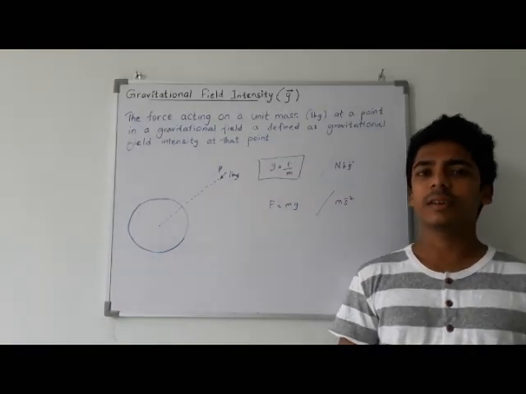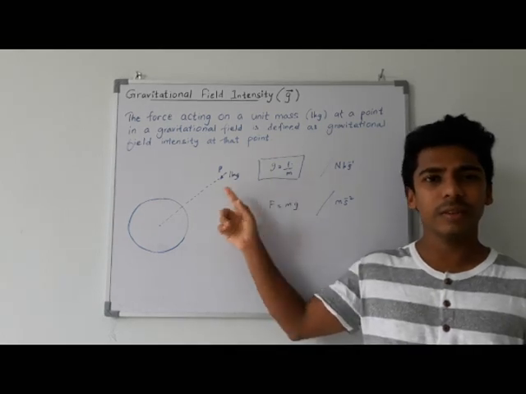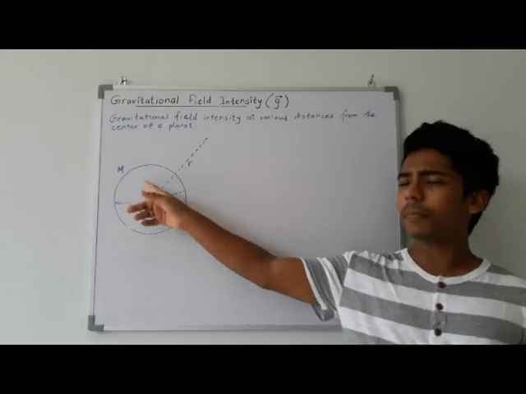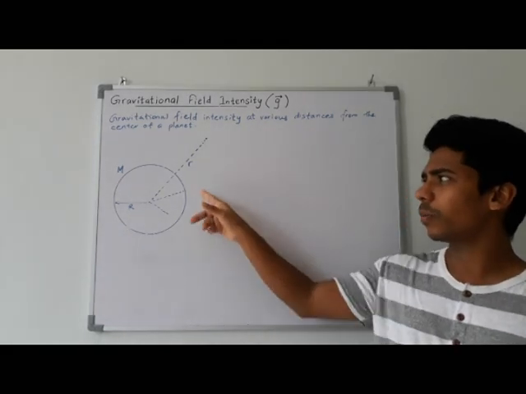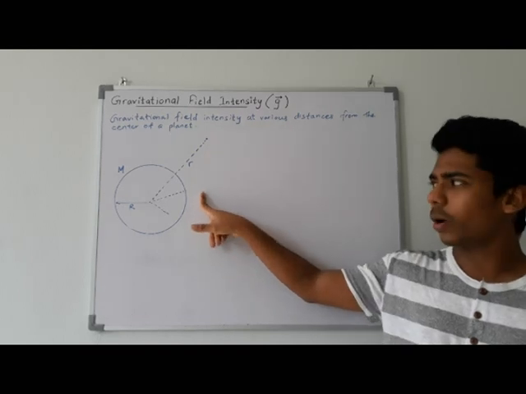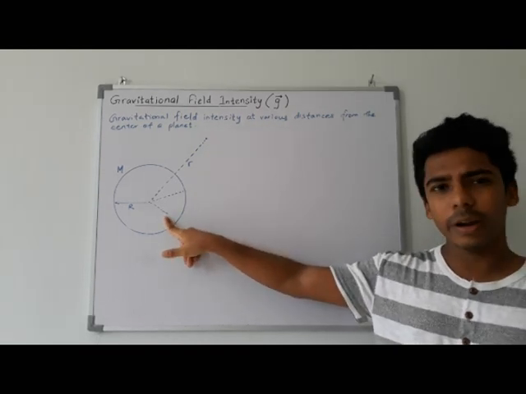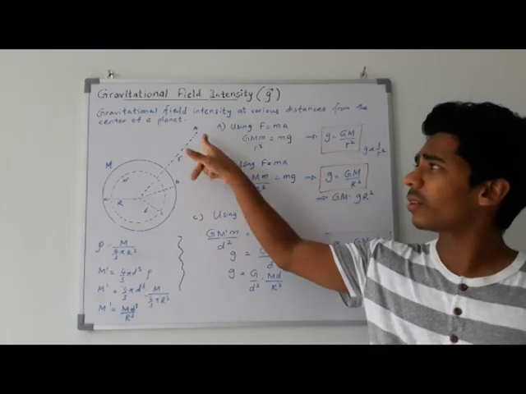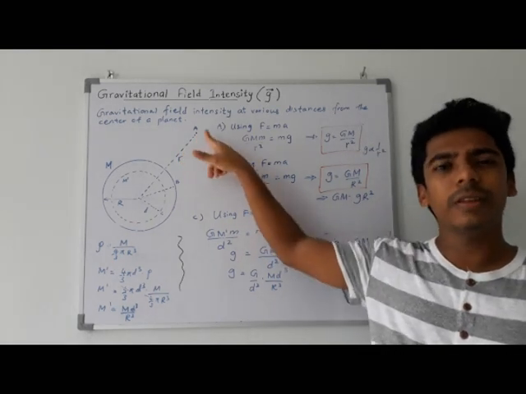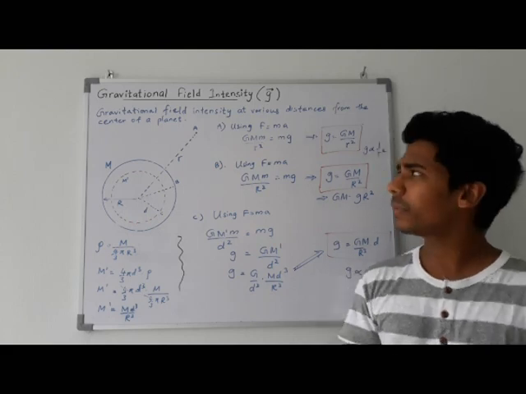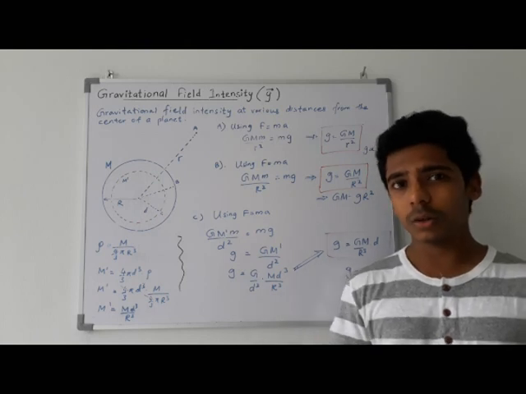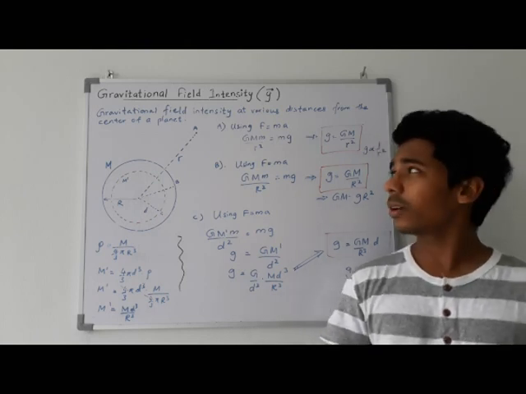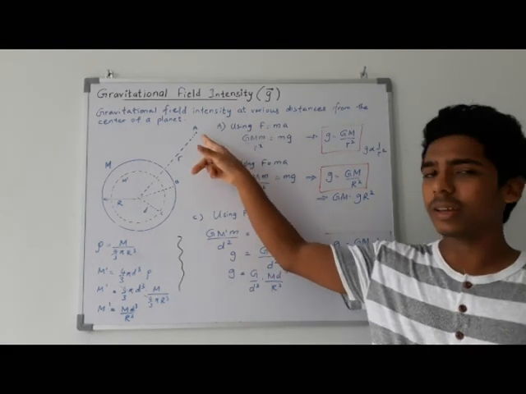The next thing, let's discuss how this gravitational field intensity varies with different distances from the center of the planet. For this, I consider a planet of mass M and radius capital R, and we want to find the gravitational field intensity at a point away from the planet's surface, at a point on the planet's surface, and at a point within the planet. First, let's find the gravitational field intensity at this point. For this, I consider an object of mass m placed at that point, and we can use F equals ma, Newton's second law, for that mass.